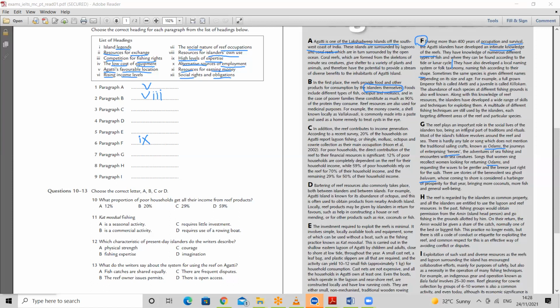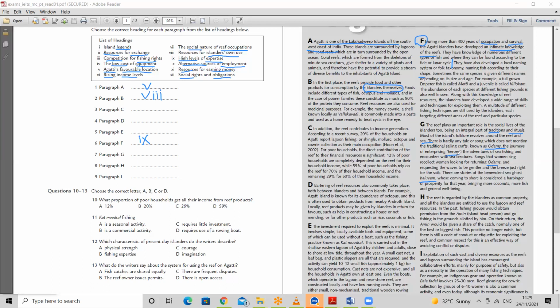It says that the reef plays an important role in the social lives of the islanders too, being an integral part of traditions and rituals. So the important thing is tradition and rituals. Now, most of the island folklore revolves around the reef and sea. There's hardly any tale, story or song which does not mention the traditional sailing craft known as Odam's Journey of the Enterprising Heroes. Now I can see that about Odam, an enterprising hero.